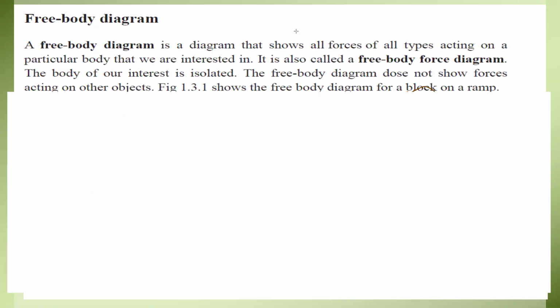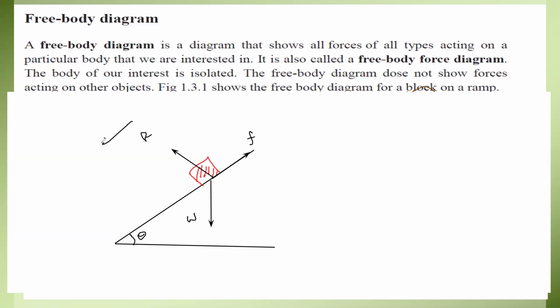But what if this object was accelerating downward? An object is there on the inclined surface making an angle theta. The forces which are acting are the weight, the friction, and the normal contact. And in this example, the object is accelerating downward, like it is sliding downward.